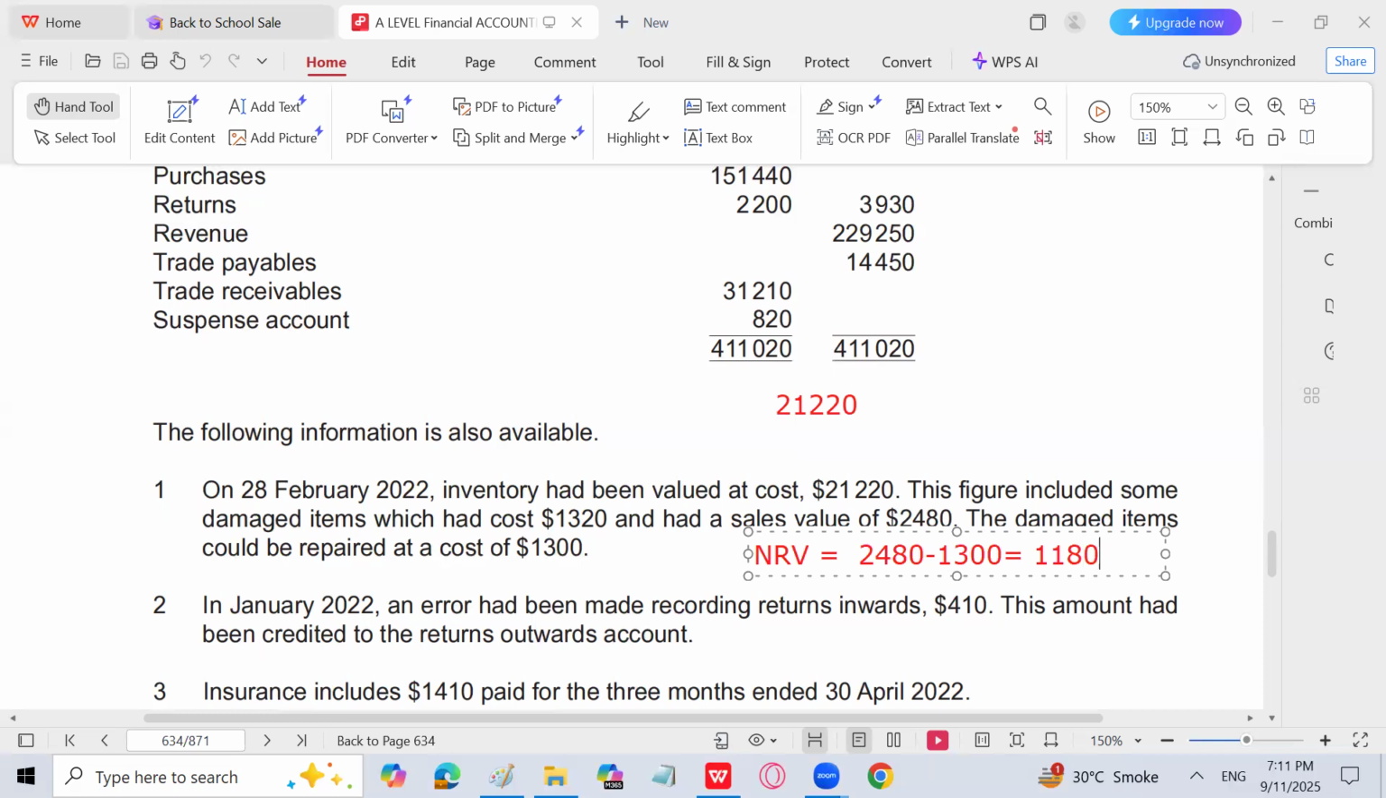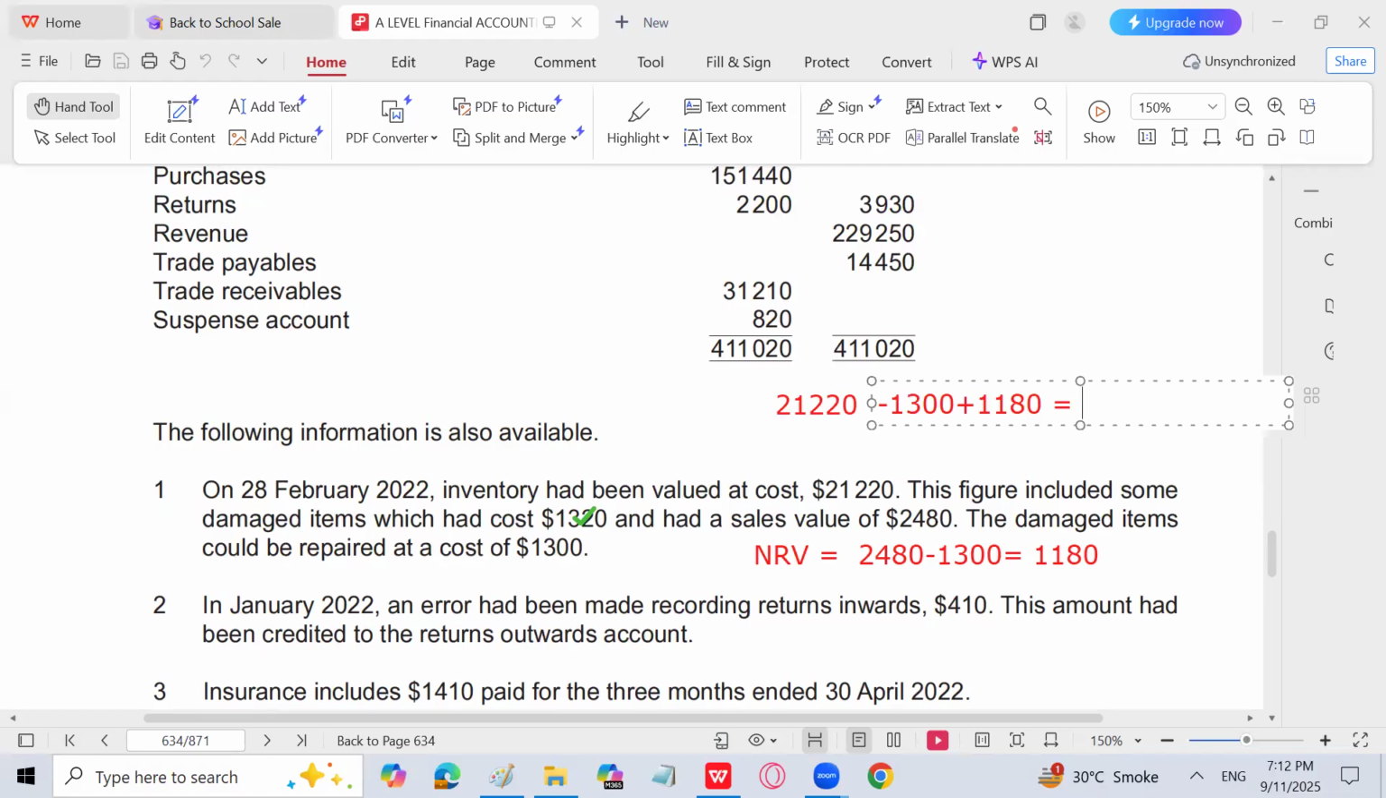So the cost of the inventory which has been damaged is 1320, whereas its NRV is 1180. So we should record it at cost or NRV, whichever is less. This is already included, so what we are going to do is subtract the cost from 21220, because that is the wrong amount, and add 1180, which is the NRV. Yes, you can go for the difference, but the better way is this way.